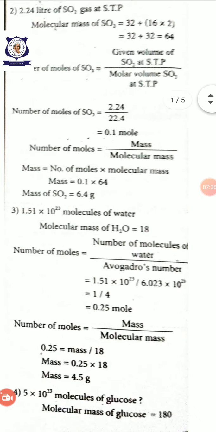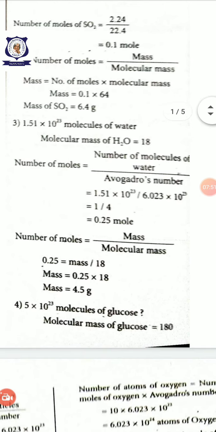In the third case, number of molecules is given. So first find the number of moles, then number of moles into molecular mass gives the mass of the substance. So we get mass is equal to 4.5 grams. Next question: 5 into 10 power 23 molecules of glucose.